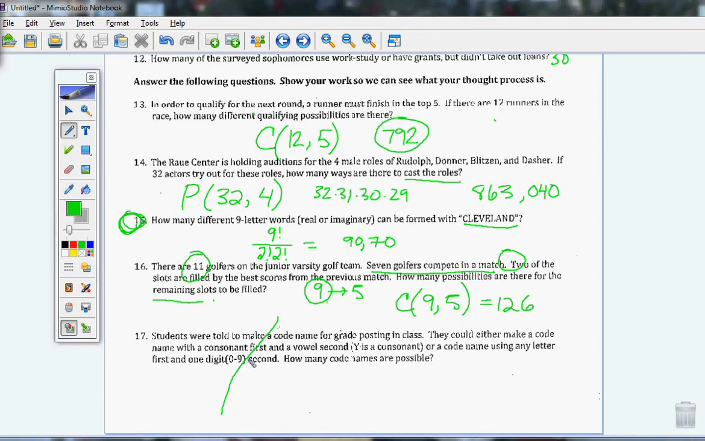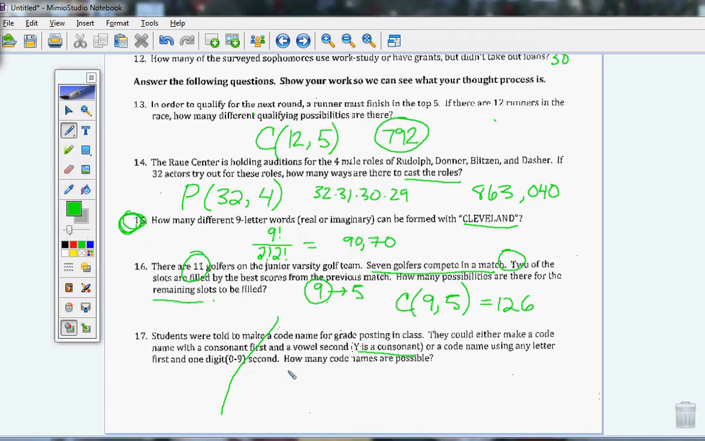All right, look at this one now. Students were told to make a code name for grade posting. They could either make a code name with a consonant first and a vowel second, and they're saying Y is a consonant here. Or a code name using any letter first and 1 digit, 0 to 9.